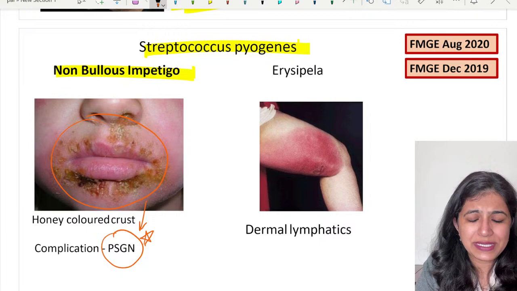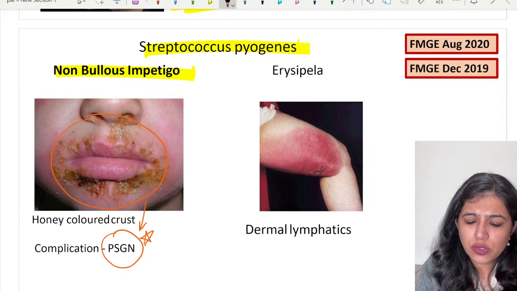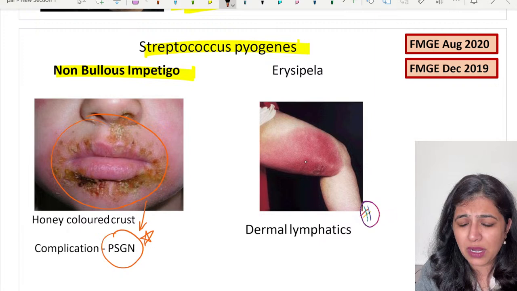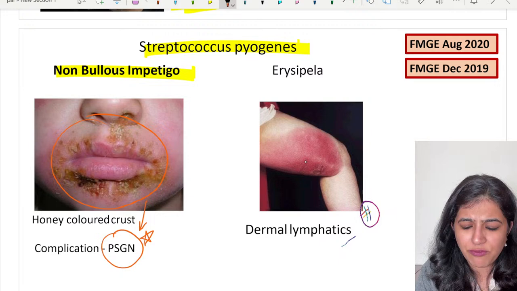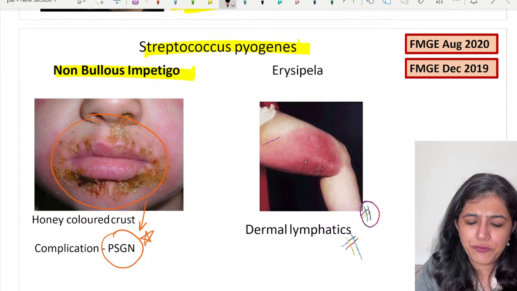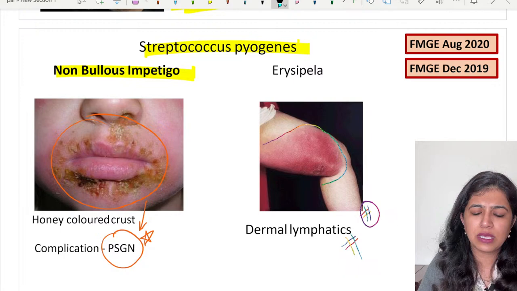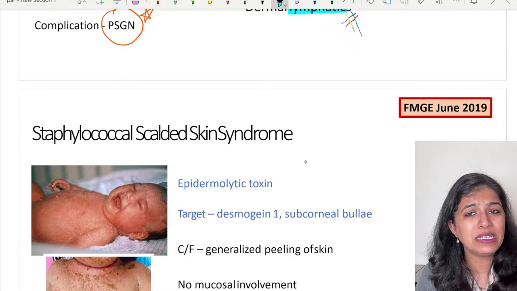Then, in the 2019 exam, they asked, what is the causative organism of erysipelas? So the causative organism of erysipelas is again Streptococcus. This is an infection of the dermal lymphatics. What you see here is a painful skin lesion with well-defined margins. Remember, erysipelas is caused by streptococcus infection of the dermal lymphatics.